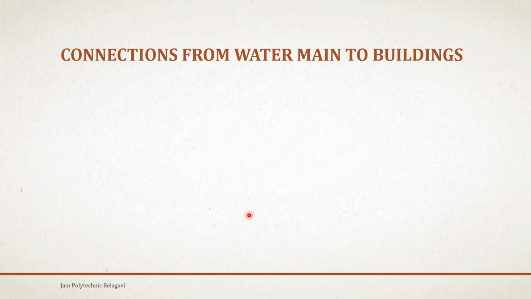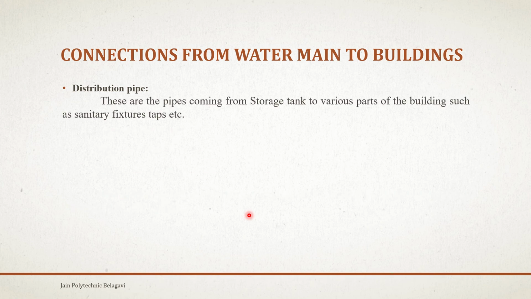Next we will be understanding the distribution pipe. You know what this distribution pipe is? It is the pipe which separates from the service pipes. These are the pipes coming from the storing tank to various parts of the building such as sanitary fixtures, taps, etc. And before this I discussed the word called ferrule.